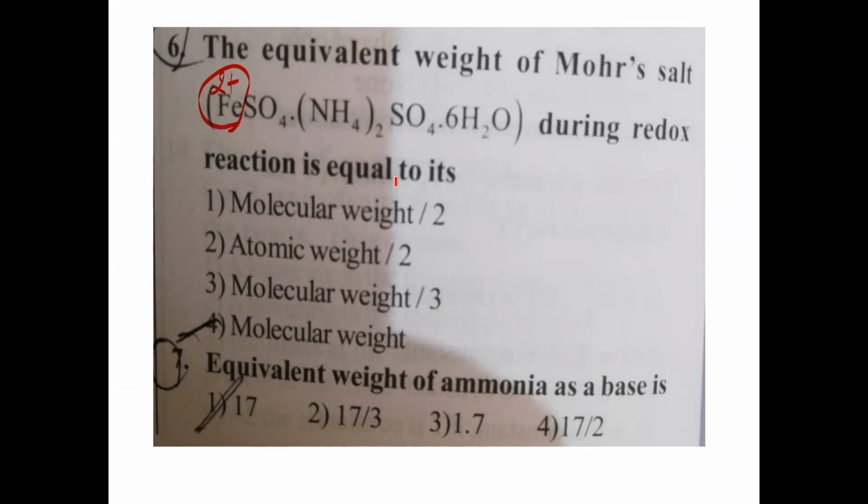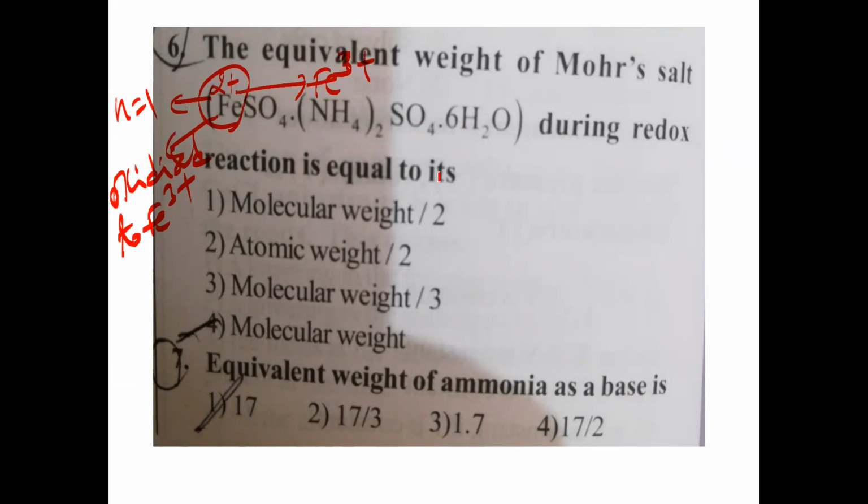So during a redox reaction, this Fe plus 2 will go to Fe plus 3. Remember, Fe plus 2 will be oxidized to Fe plus 3. So what is the change in oxidation state? 3 minus 2. So the n factor is equal to 1. The change in oxidation state is equal to the n factor. So the n factor is 1 here.